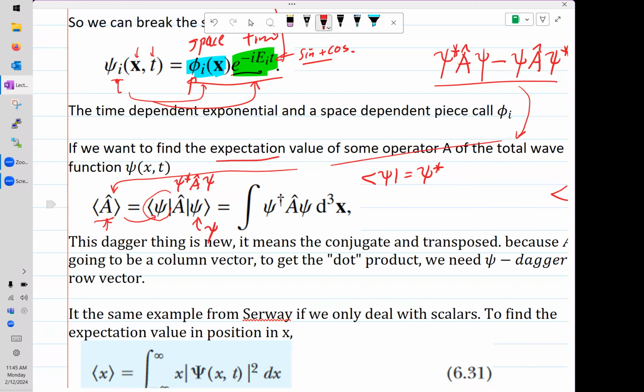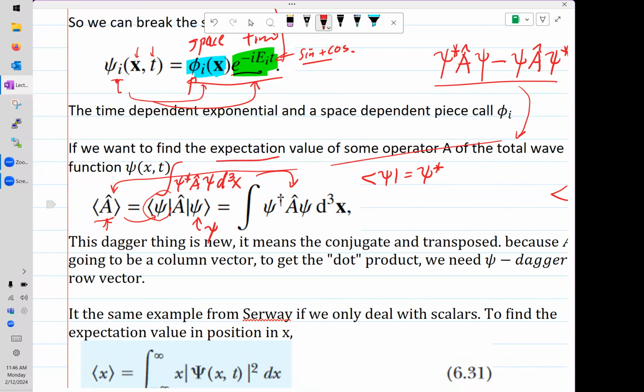And then since you're averaging over all space and time, you're actually integrating this over all space, which is going to be the symbol d3x, where x means x, y, z. So you're integrating over all of volume of space. And this is what is shown here.